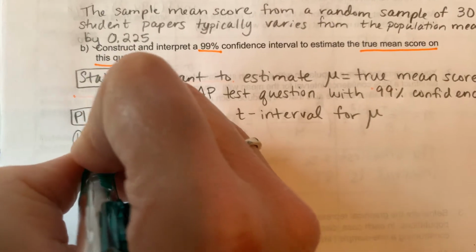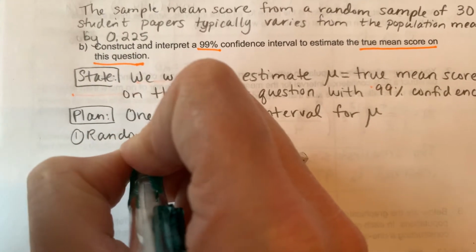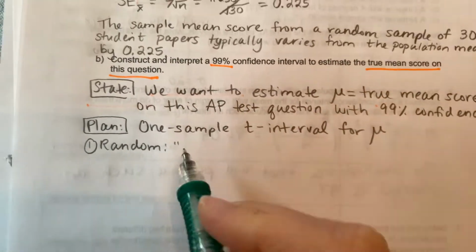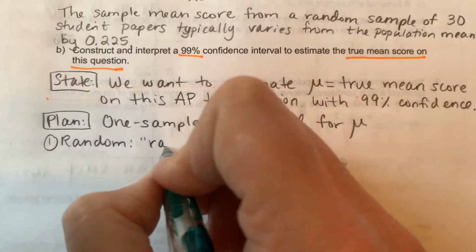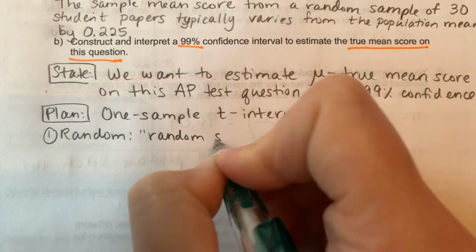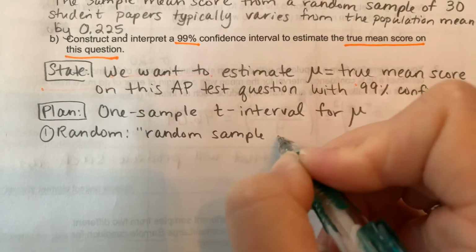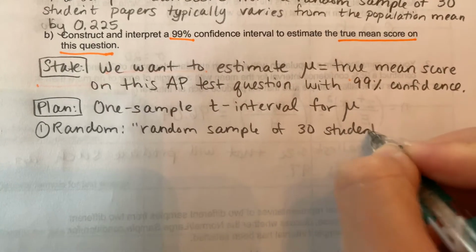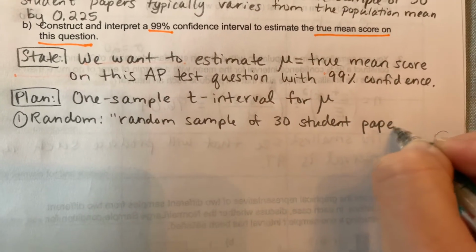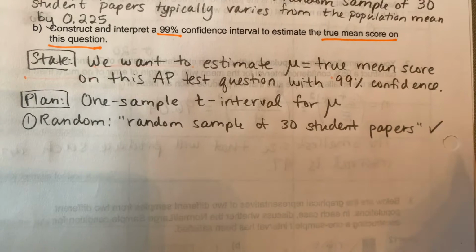So the first condition is the random condition. And our problem way up here says we have a random sample of 30 student papers. Random sample of 30 student papers. Okay, that condition is met.